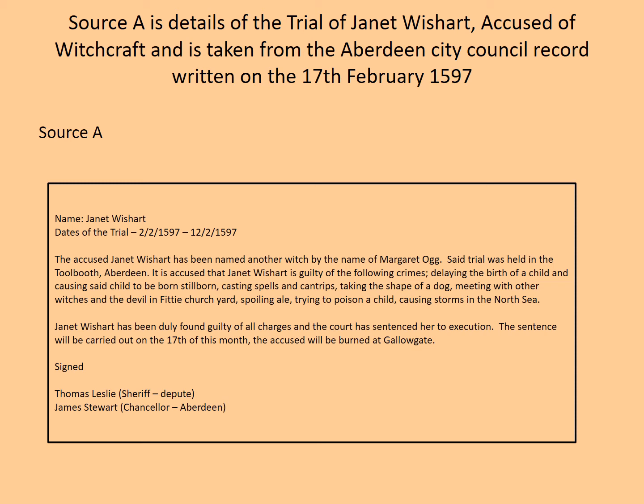It is accused that Janet Wishart is guilty of the following crimes: delaying the birth of a child and causing said child to be born stillborn, casting spells and cantrips, taking the shape of a dog, meeting with other witches and the devil in Fitty churchyard, spoiling ale, trying to poison a child, causing storms in the North Sea.